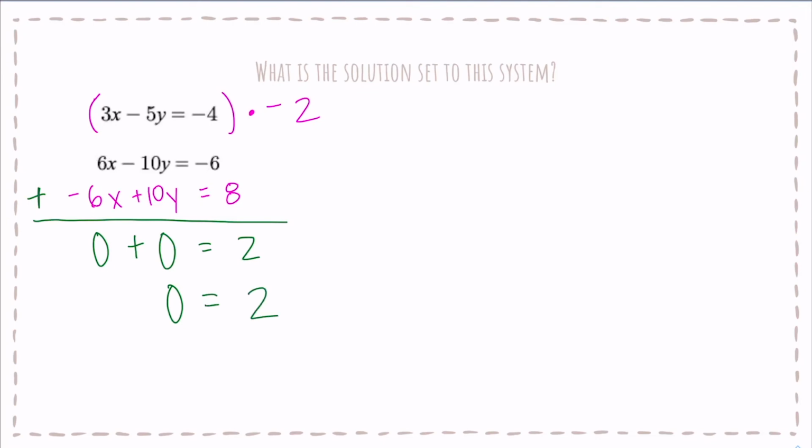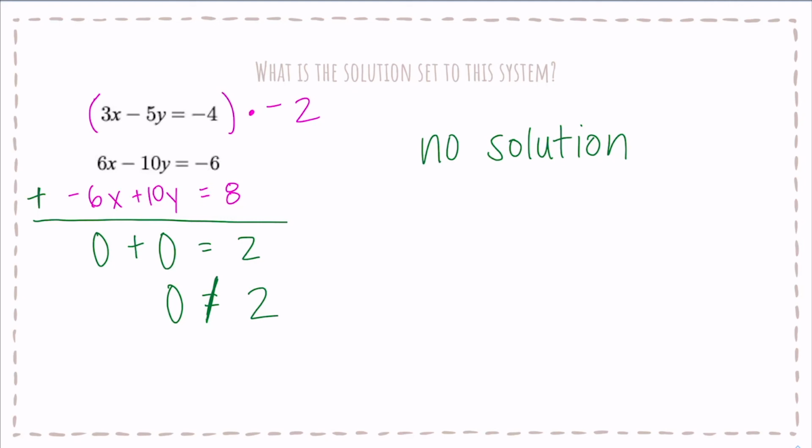So what does that mean? All right, remember when we're solving a system algebraically and we get to a statement like this where it's false, right? 0 does not equal 2. That means we do not have an intersection point. We have no solution.